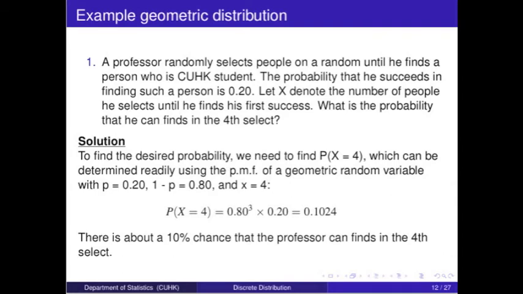It comes to the example. For the first one, suppose that a professor randomly selects a person on the street who is a CUHK student. The probability he succeeds is 0.2. And what is the probability that he can find one in the fourth selection?